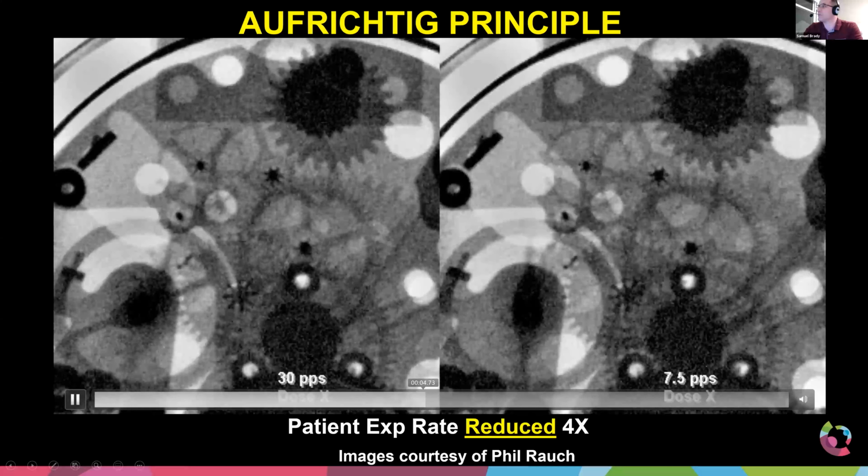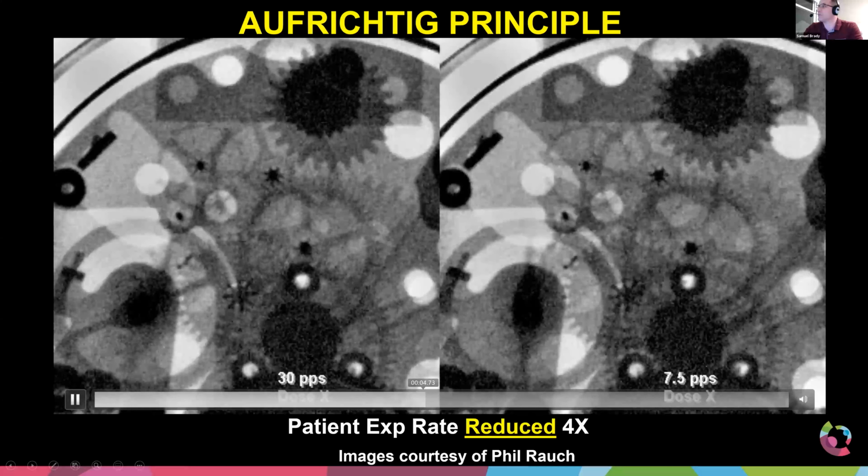What if we increase the dose by a factor of 2 to the image on the right? So now, still 30 pulses per second and 7.5 pulses per second. I hope now you can see that the image quality on the right, i.e. the amount of noise in the image, has improved. And this patient on the right still would receive a 2 times dose reduction. Not 4, but still dose reduction.